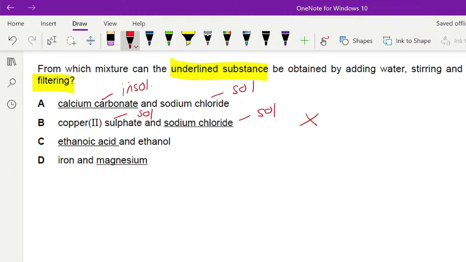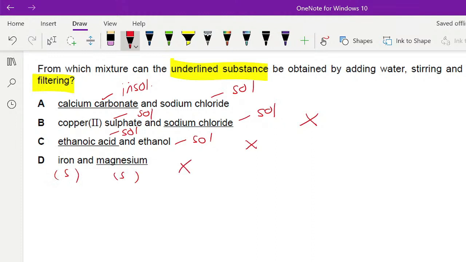Ethanoic acid is soluble as well, and ethanol is soluble, so you cannot separate two liquids or two solutions using filtering. Iron and magnesium are both solid, so you also cannot separate those.